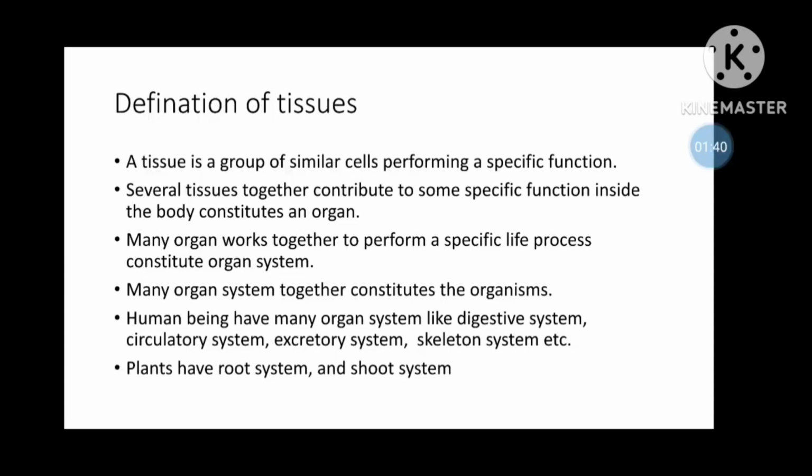Many organ systems constitute an organism. You know that in any organism many organ systems are present. For example, in a human being there is a digestive system, a circulatory system, an excretory system, a skeletal system, etc. Similarly, plants have a root system and a shoot system.